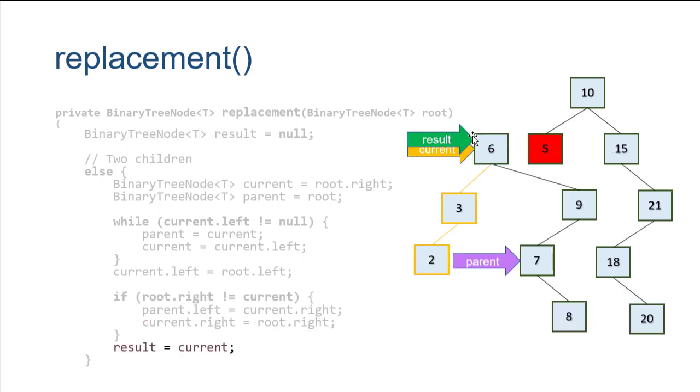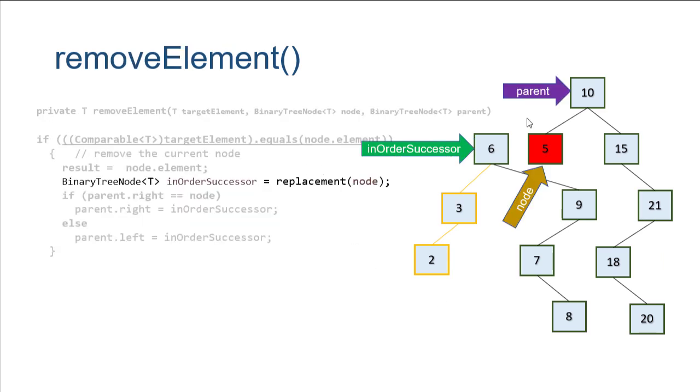So at this point, we're going to set the result equal to the current node, and that's what we're going to return from removeElement. So now we're back in removeElement. Remember, we have this parent and this node that we're deleting.